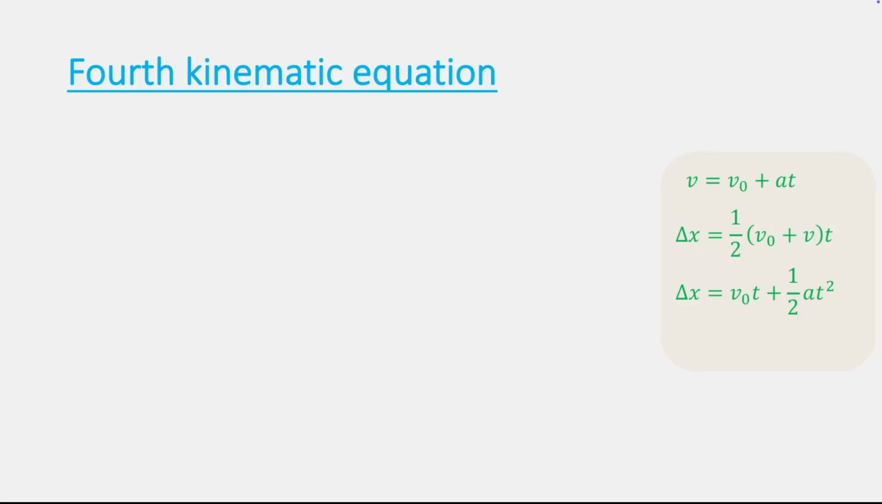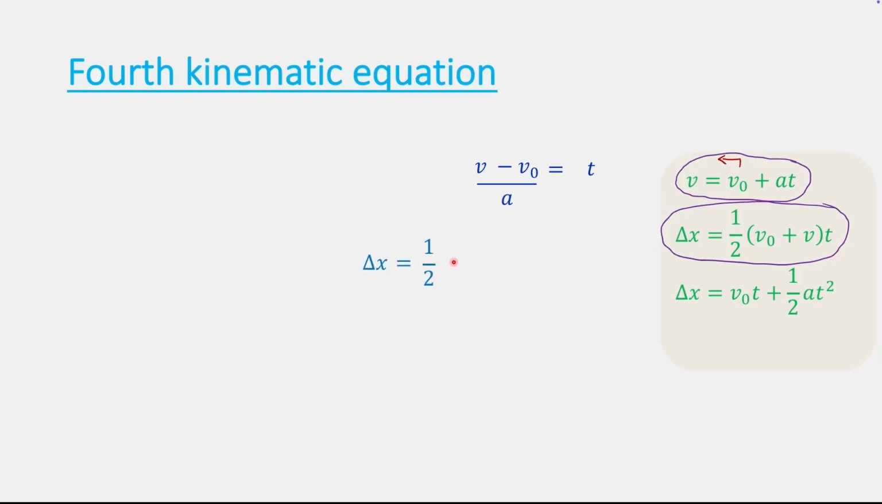Next, take the first kinematic equation and solve for t. Move v0 to the left-hand side, you get v minus v0 is equal to at. Now divide by a. You get t. Next, take the second kinematic equation and substitute this for t. You get delta x equal to 1 over 2 times (v0 plus v) times (v minus v0) over a.